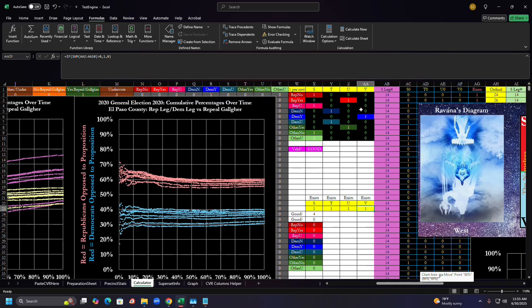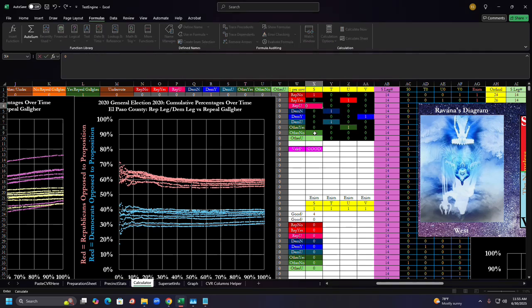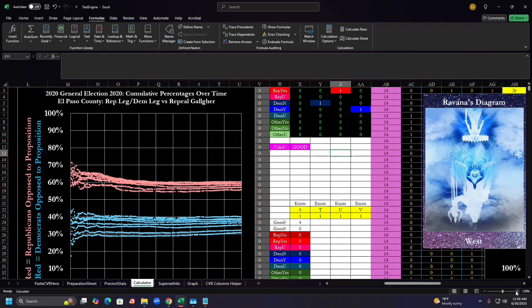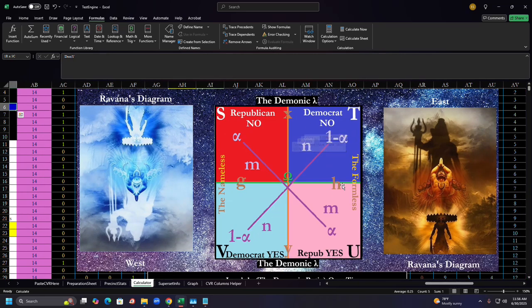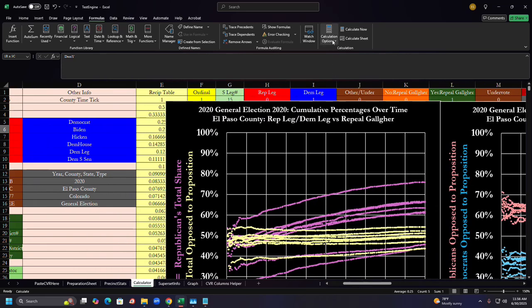Anyway, the default setting for this engine is Republican no, Democrat no, Republican yes, and Democrat yes. So if you want to fool around with the other options, that's up to you. But this is the default option and setting: Republican no for S, Democrat no for T, Republican yes for U, Democrat yes for V, to match this diagram.